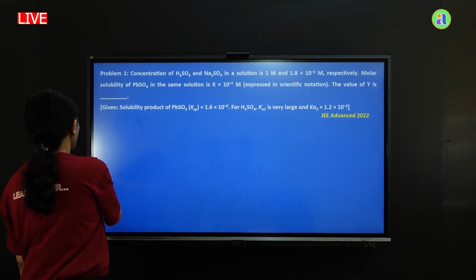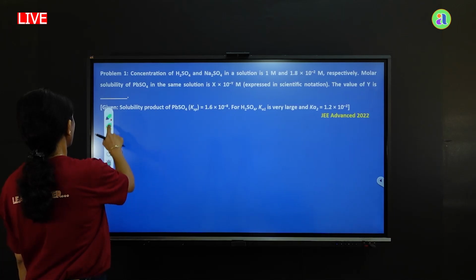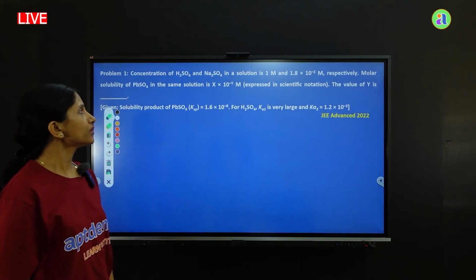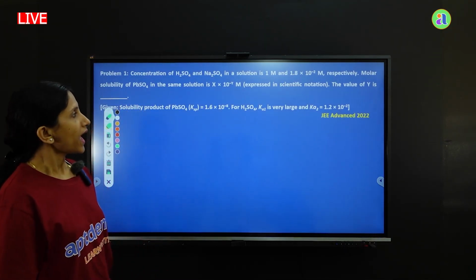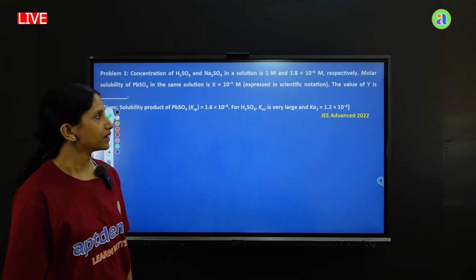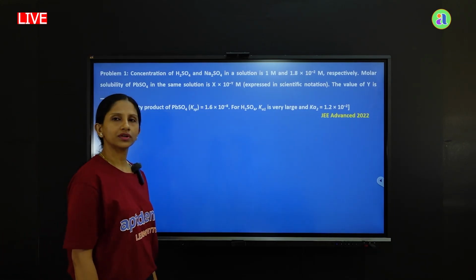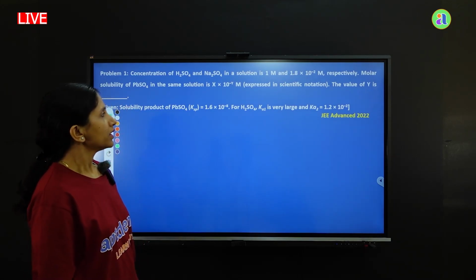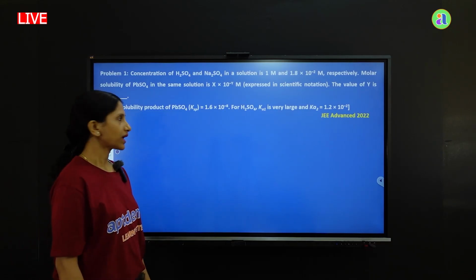Problem 1 is asking: the concentration of H2SO4 and Na2SO4 in a solution is 1 molar and 1.8 times 10 to the power minus 2 molar respectively. The molar solubility of lead sulfate in the same solution is X times 10 to the power minus Y molar, expressed in scientific notation. We have to calculate the value of Y.